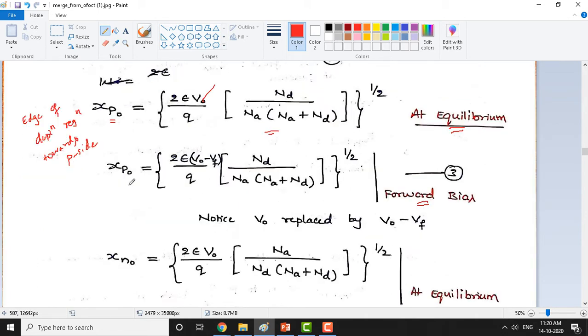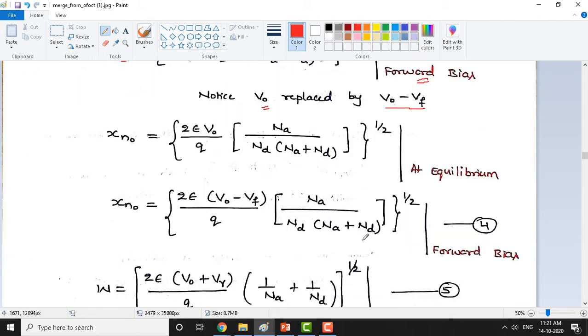The new modified edge of the depletion region towards the P side is now given by 2 epsilon, and you can see the change we have done here. In place of V naught, we have V naught minus Vf, divided by Q as it is, into Nd divided by Na into Na plus Nd, whole term to the power of half. You have to notice that we have replaced V naught by V naught minus Vf because of forward bias. This tells us forward bias decreases the barrier potential.